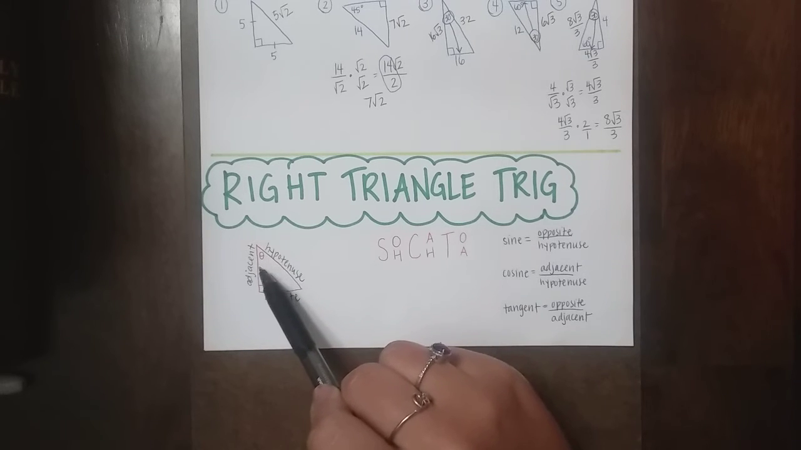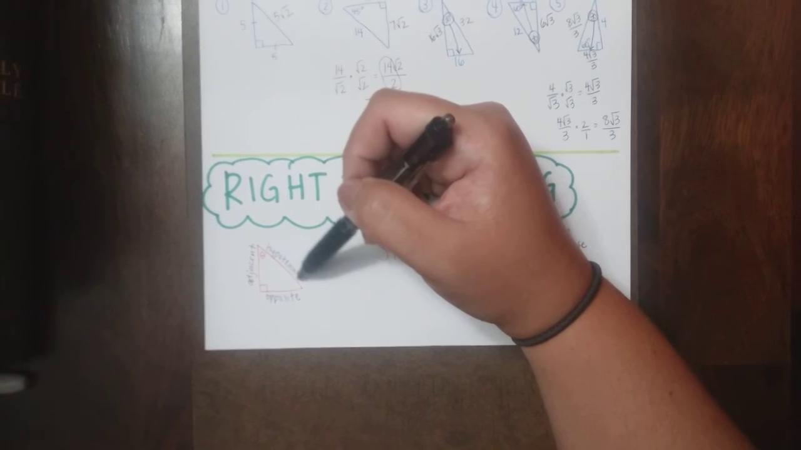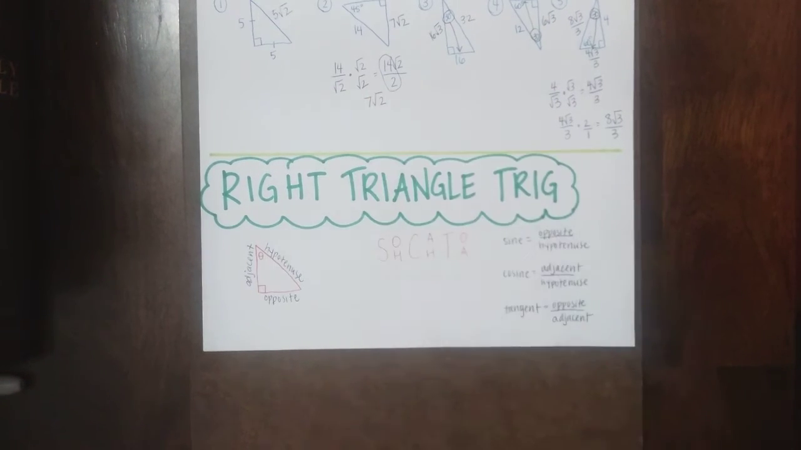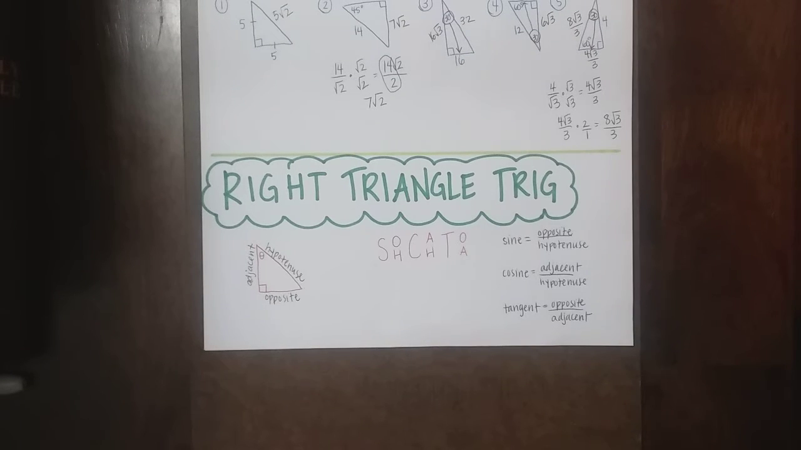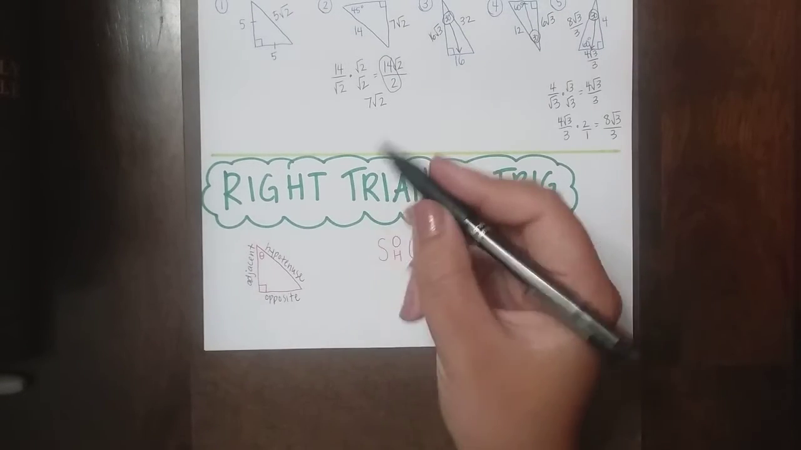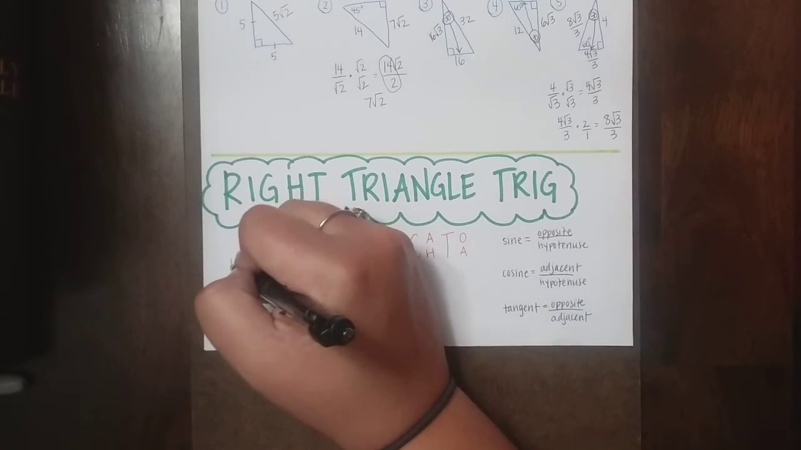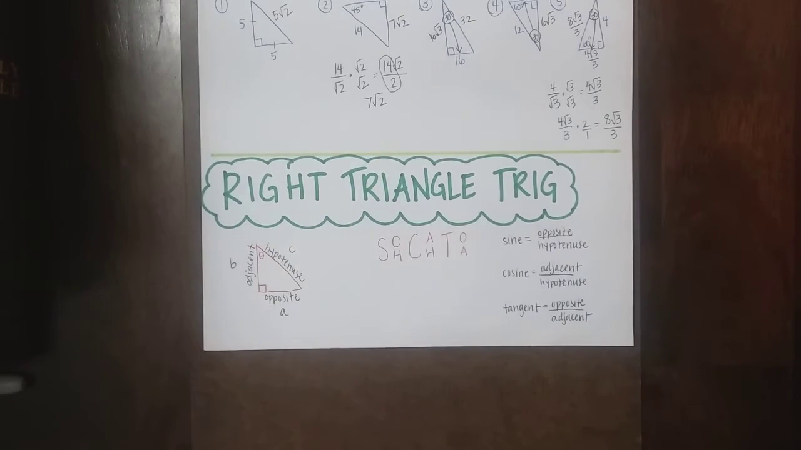Now it's easy to get the adjacent and hypotenuse messed up because they're technically both adjacent. They both touch that angle. But the hypotenuse has to be across from the right angle every time. So that means the other side has to be your adjacent. So if I were to label these sides, let's label them A, B, C.